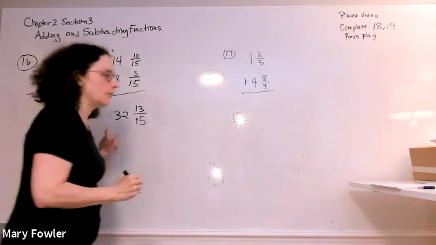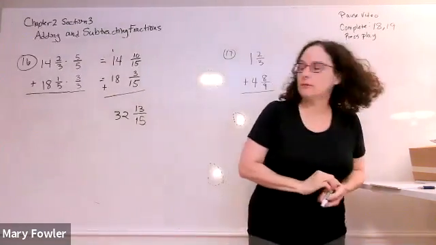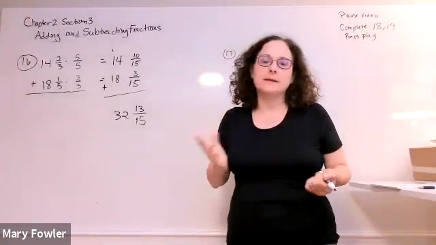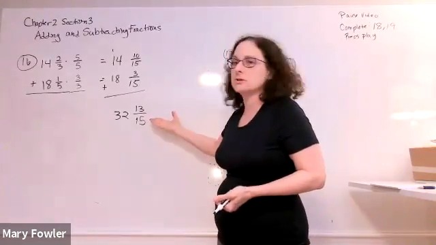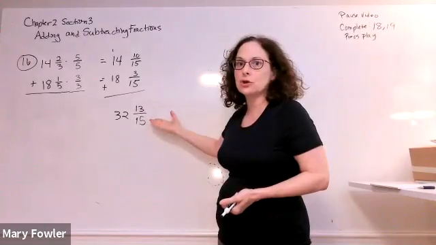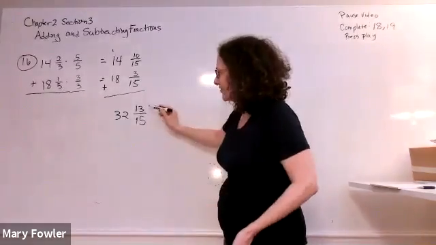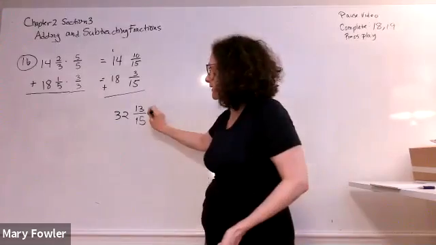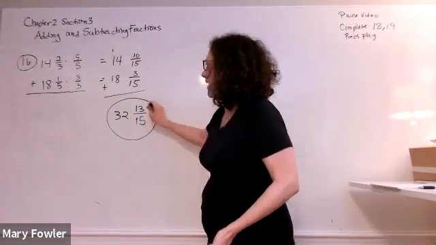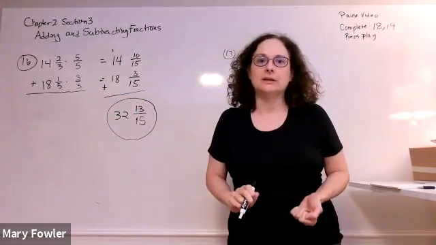So I end up with 32 and 13/15. I need to see, is 13/15 in its lowest terms? It is, because 13 is actually a prime number, so we can't reduce it. And then we circle it as our final answer.